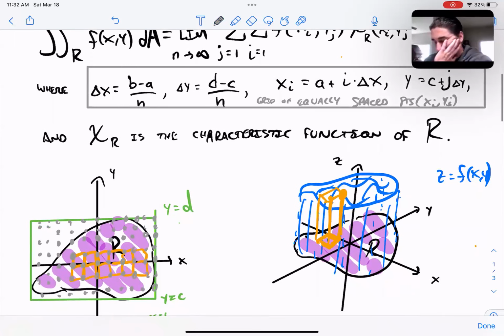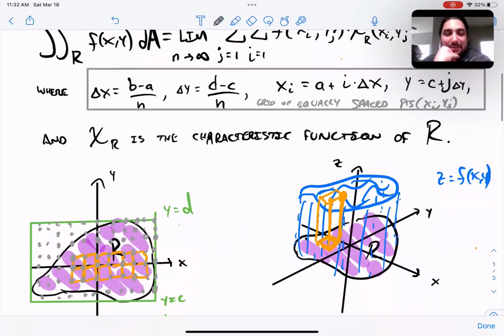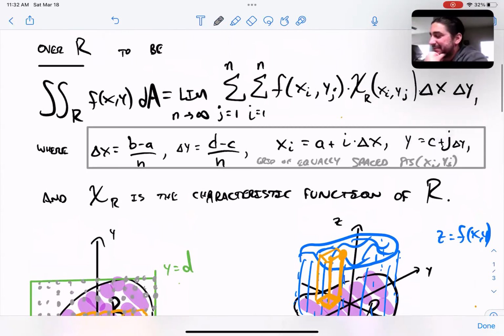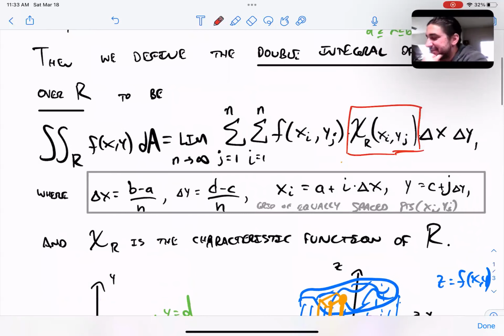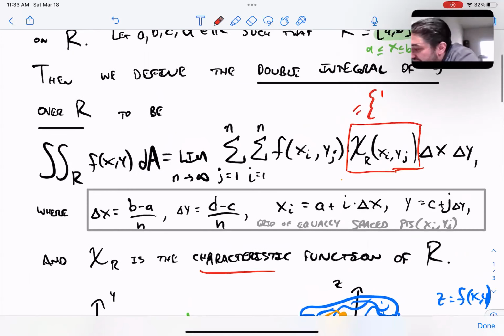Okay. And now you might say, wait, but I don't want points in the whole green rectangle, right? I only want points in the purple region R. Yeah, but it's hard to do, if it's just some unknown region R, it's hard to say what they would be. Well, that's why this notation is useful. This chi, this is called the characteristic function. What characteristic function means is it's 1 if the point xi, yj is actually in the set R, and it's 0 if xi, yj is not in the set R.